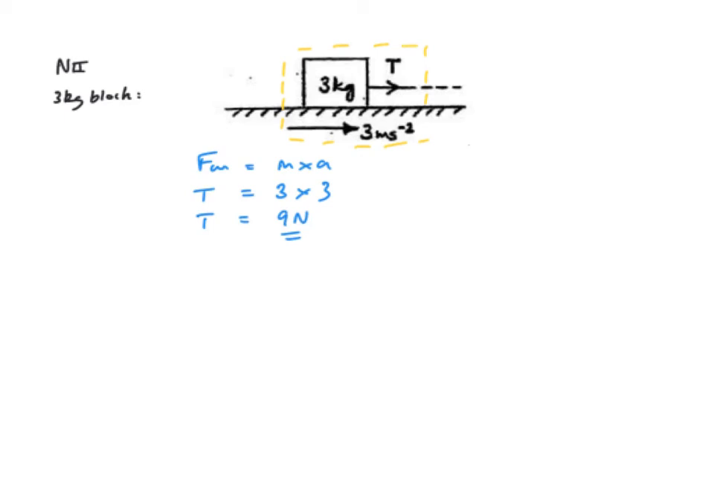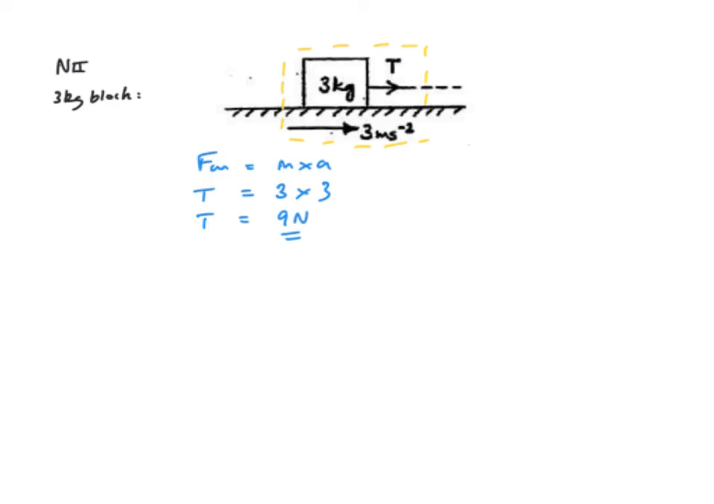So what we're working out when we're calculating the unbalanced force here is the only force acting on the 3 kilogram block, and that's the tension. That's the force from the 7 kilogram block pulling the 3 kilogram block along behind it. So no friction acting, so the only force acting on it is T. Therefore T is equal to mass times acceleration, 3 multiplied by 3, which gives us 9 newtons for that tension force.